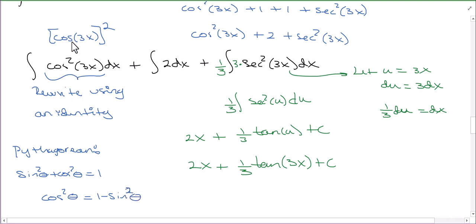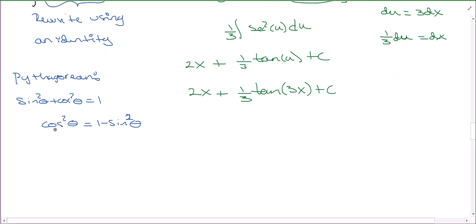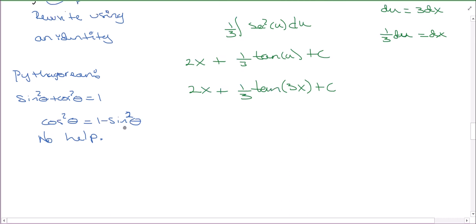I still will have a sine square that I have nothing to help with, right? If this becomes now sine square of 3x, I'm in the same problem. It will be sine of 3x quantity square, and I can't do anything with it because I can't make a U-substitution, and it's not a basic antiderivative. So that's why the Pythagorean identity does not help. So we want to use the half angle formulas.